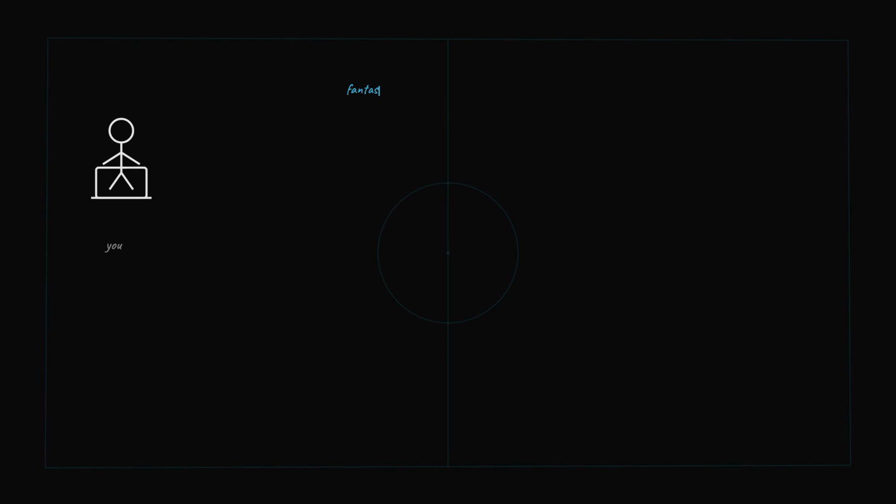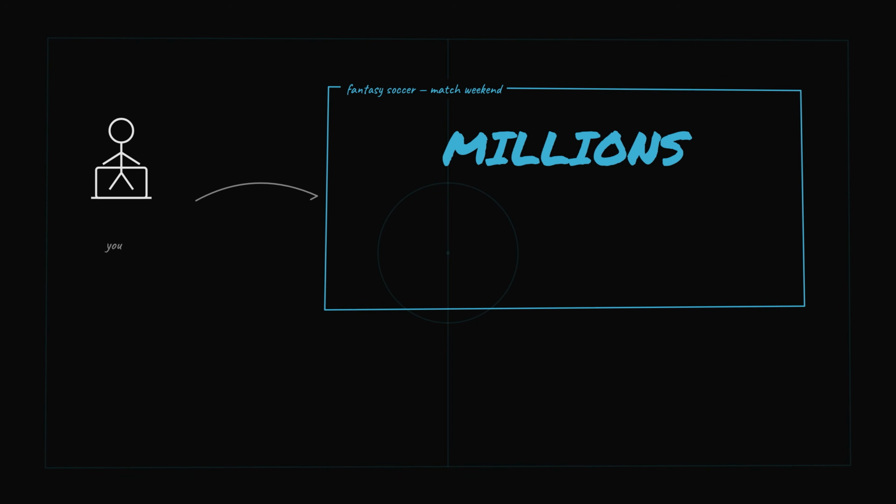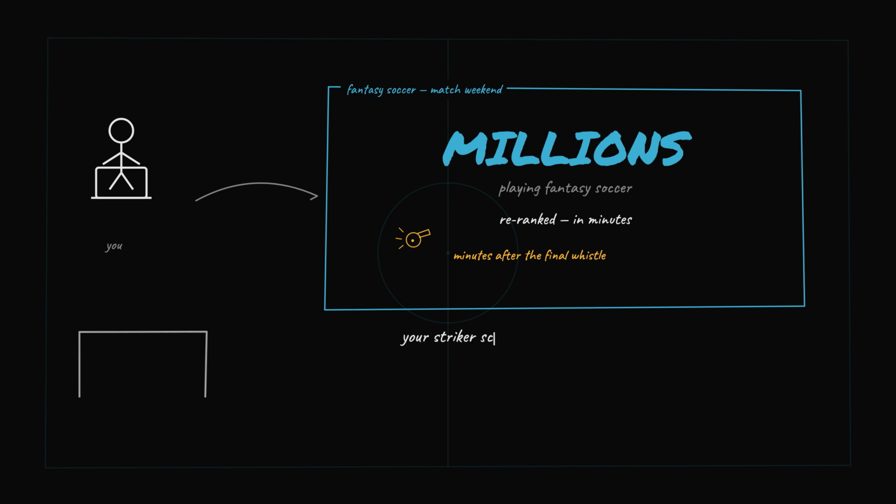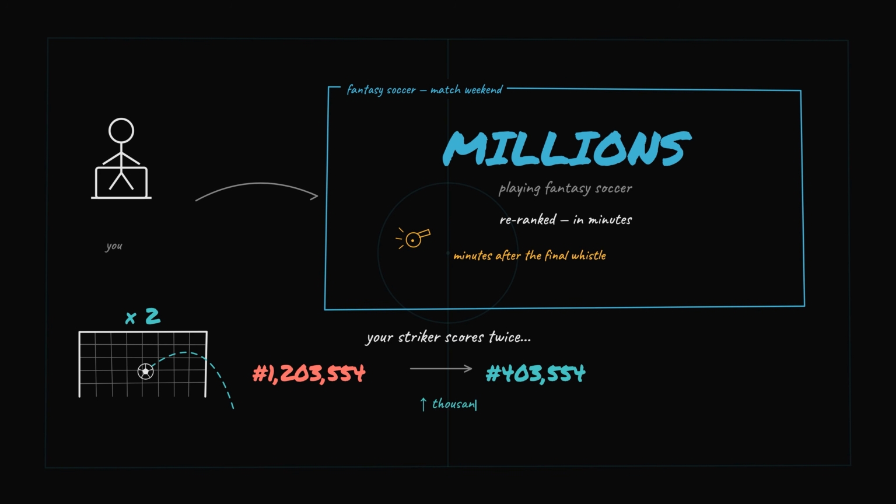Did you know that every match weekend, millions of people playing fantasy soccer get re-ranked within minutes of the final whistle? Your striker scores twice, and before the highlights even air, your rank has jumped thousands of places. Think about what that takes. Millions of scores, reshuffled again and again, always in perfect order.